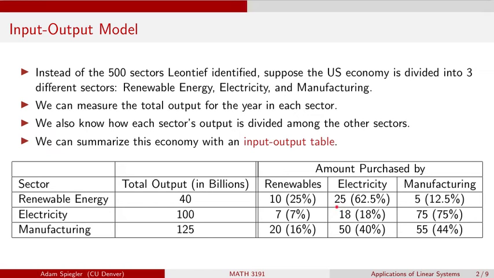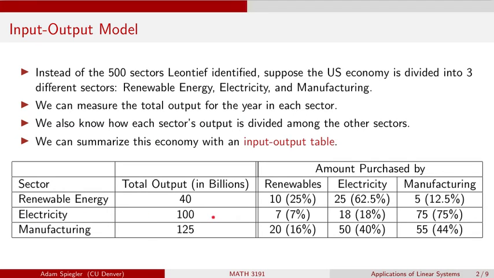25 billion US dollars were used in the electricity sector, so that's about 62.5% of the renewable energy output. And then the remaining 12.5%, which is 5 billion US dollars, was used in manufacturing. Here we're assuming that this economy is made up only of these three sectors, and so whatever was produced by renewables was used by one of these three sectors.